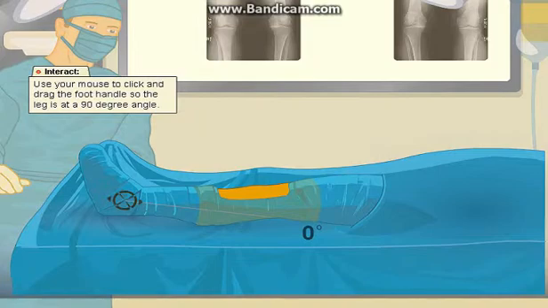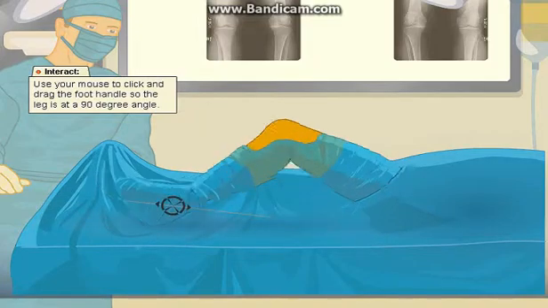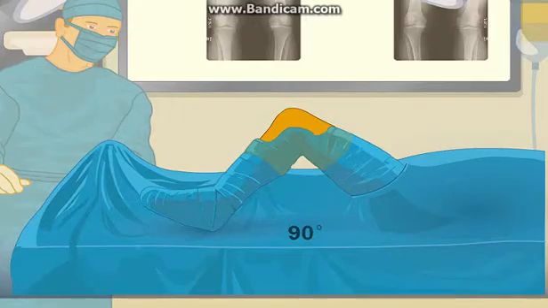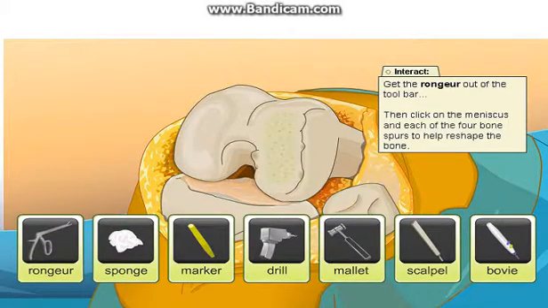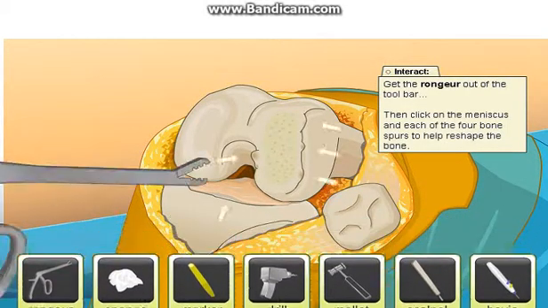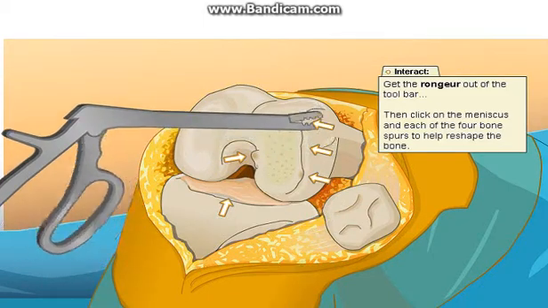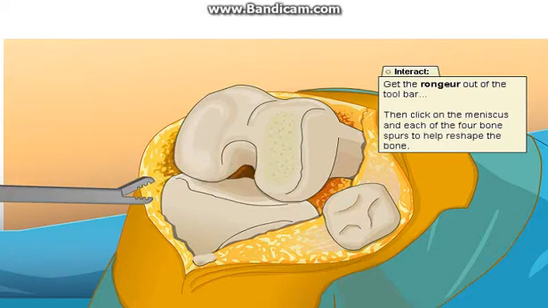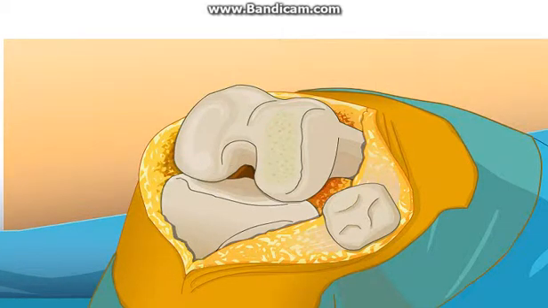To operate, we need the patient's knee elevated and bent so the bones are fully exposed. Now the leg is at the proper angle. Use the rongeur to remove the anterior cruciate ligament, or ACL, the meniscus, and any bone spurs that may be lurking about. Are you a good sculptor?